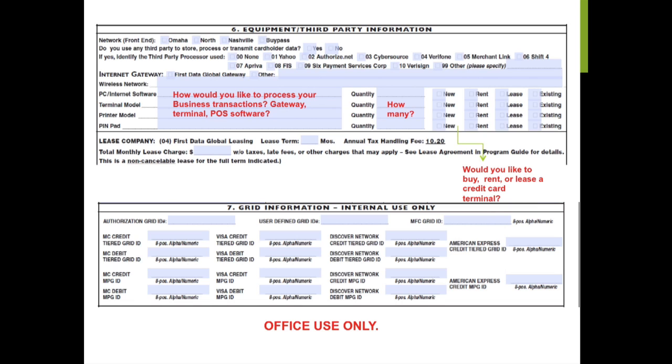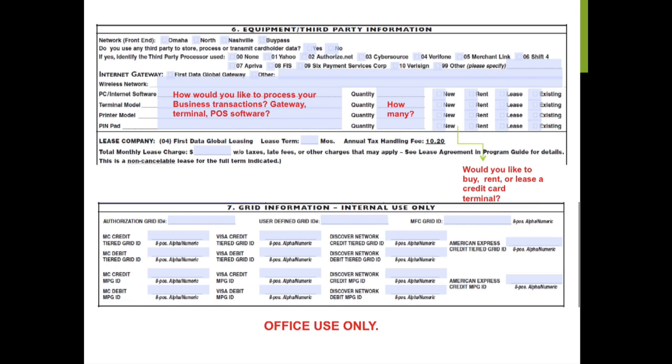So under number 6, equipment/third-party information, we would like to specify the network under which this merchant would like to process credit cards. Now, First Data has multiple platforms reserved for different types of merchants. It could be Omaha, North, Nashville, or Bypass, and most of the time we work with Omaha platform.